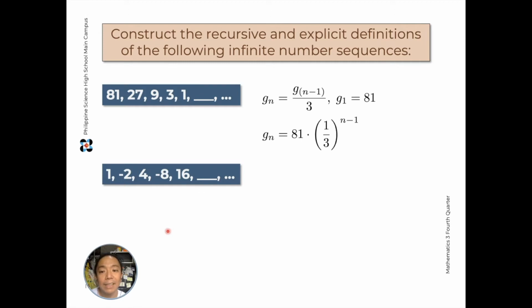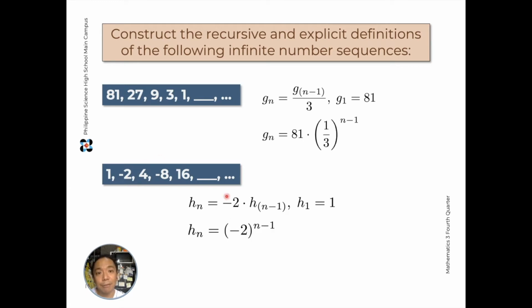Since we're multiplying negative 2 sa previous term, ang ating recursive definition would be, I'm using h this time, the next term will be negative 2 times the previous term. And the first term is given to be 1. So we're multiplying negative 2 to get to the next term.